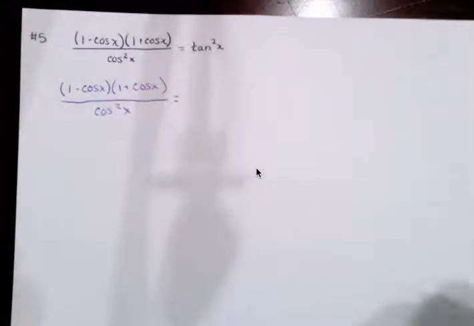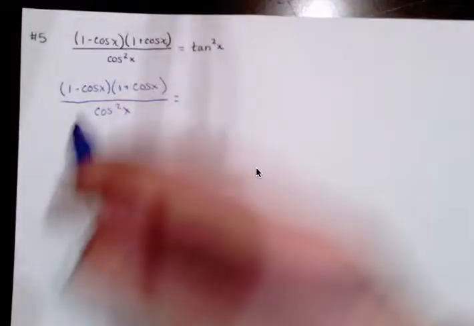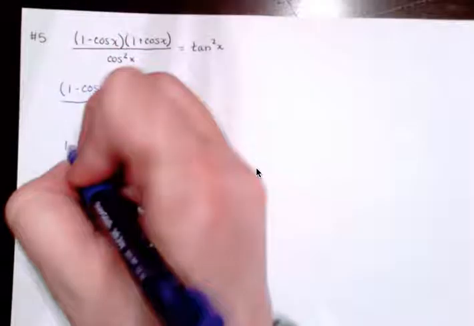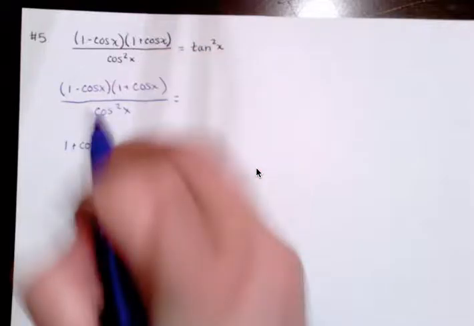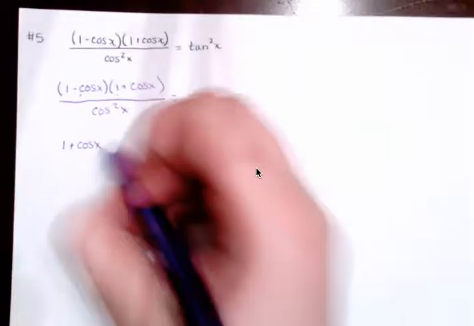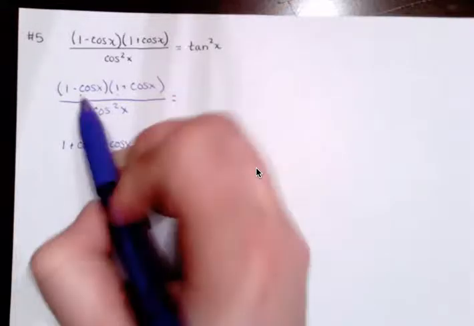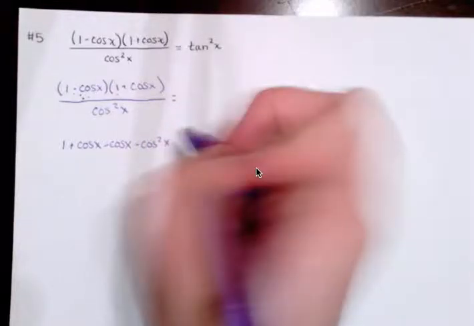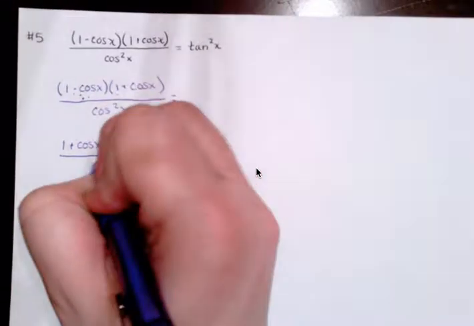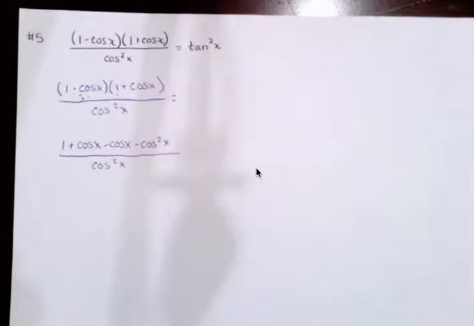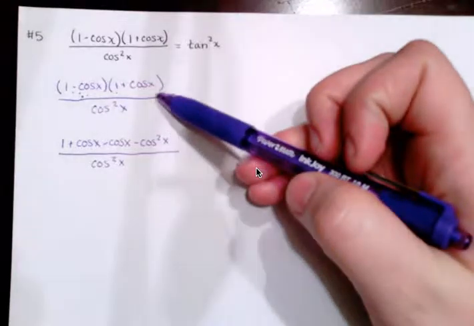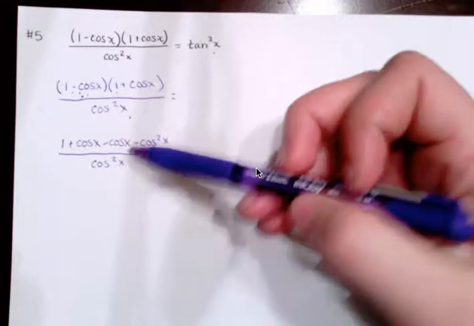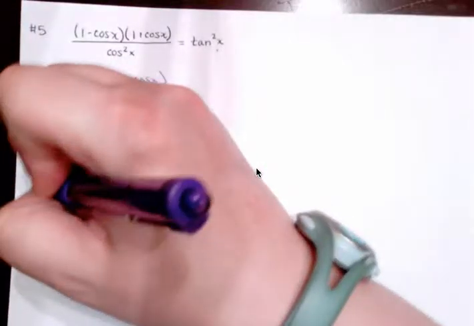The only thing I can do on the top is multiply these through. So when I do that, 1 times 1 is 1. And then you get plus cosine of x when you times that. Negative cosine x times 1 is negative cosine of x. And then negative cosine of x times cosine of x is negative cosine squared of x. And it's still all over cosine squared of x. So again, the reason I knew to do that was because it was the only thing I really could do, and I didn't want to change cosine squared because I know I want tangent squared at some point, and cosine squared's on the bottom.